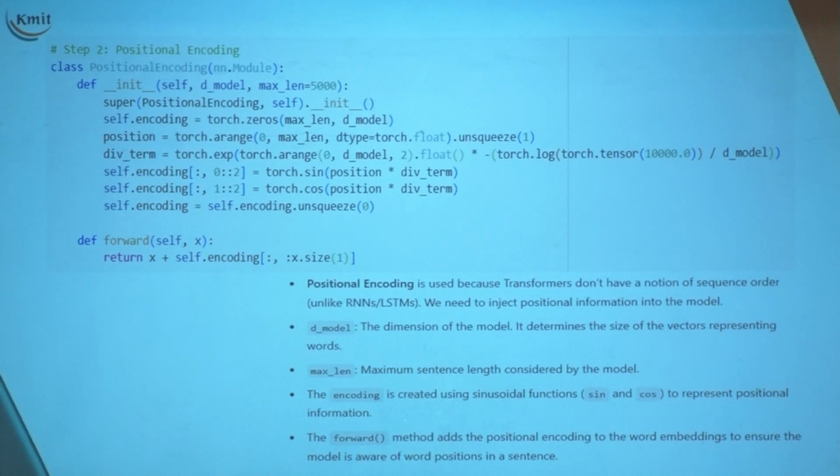dtype torch.float, unsqueeze. Why am I using this unsqueeze? Because I am creating a tensor where I want to add an extra dimension. Now, please note it down. torch.arange will create a tensor of positions ranging from 0 to the maximum length. torch.arange will create a tensor ranging values from 0 to the maximum length.